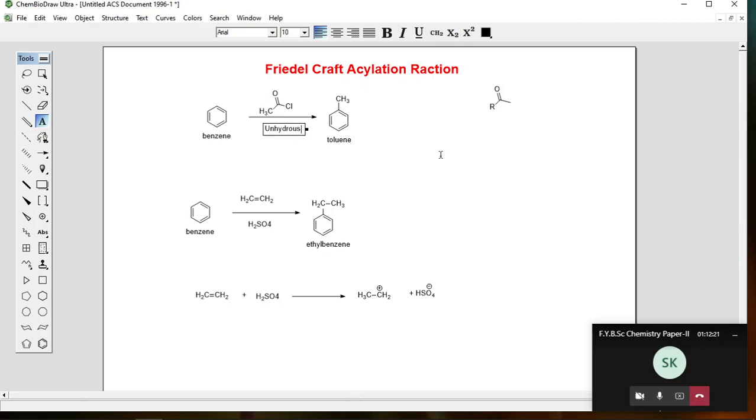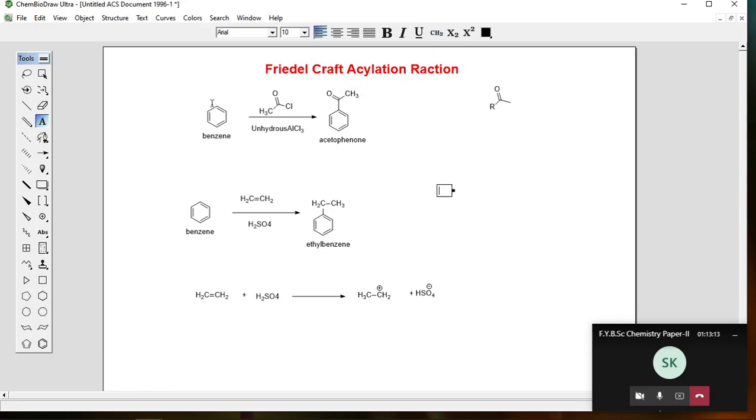Anhydrous AlCl3. Acylation of this ring takes place, and you will get a ketone as a product.